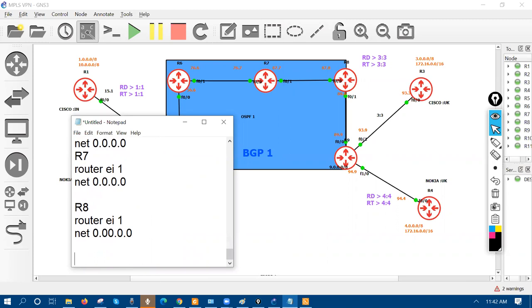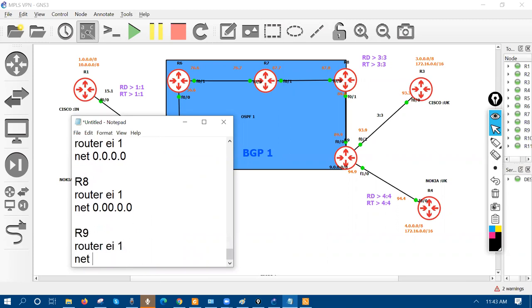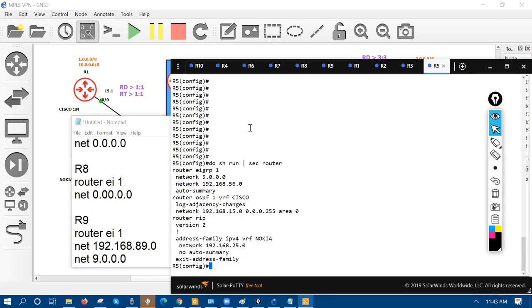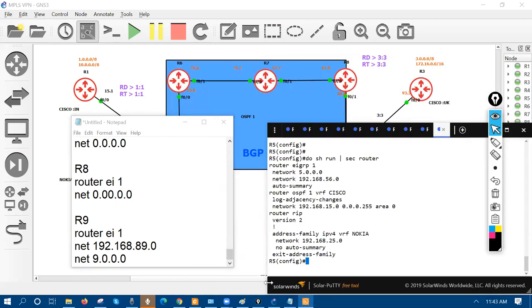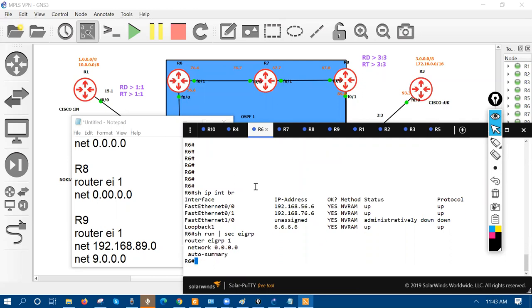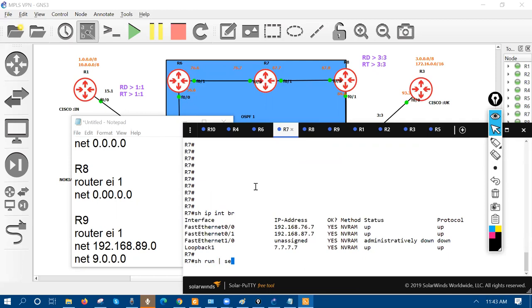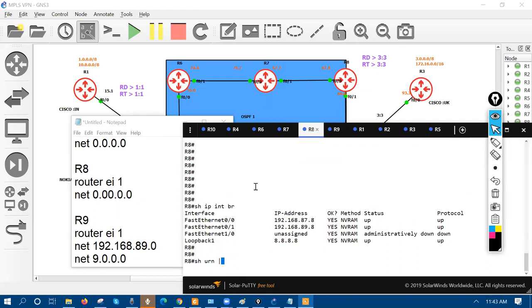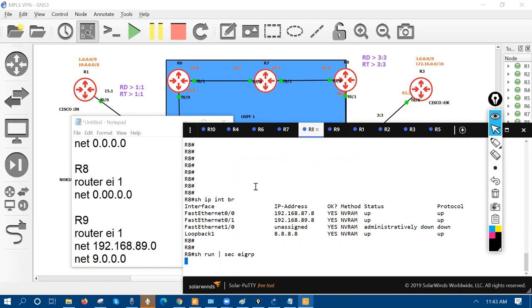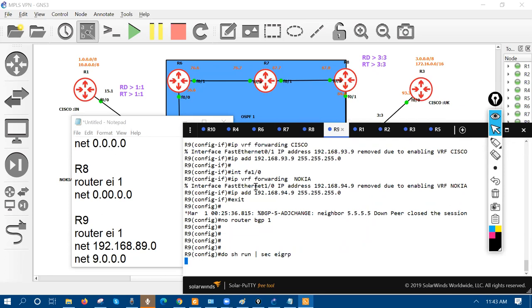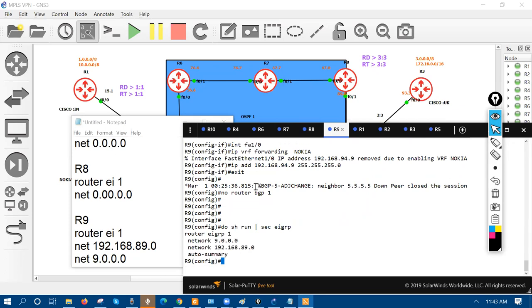Right, on R9, router EIGRP number one, network 9.0.0, this interface and loopback. So if you now verify each configuration on router number six, from six, show run section EIGRP. All done. R7. All done. R8. All done. R9. All done. Any questions? No.